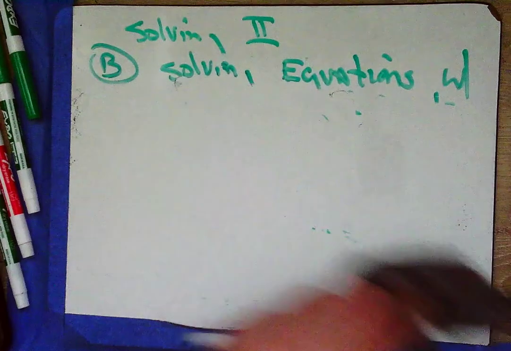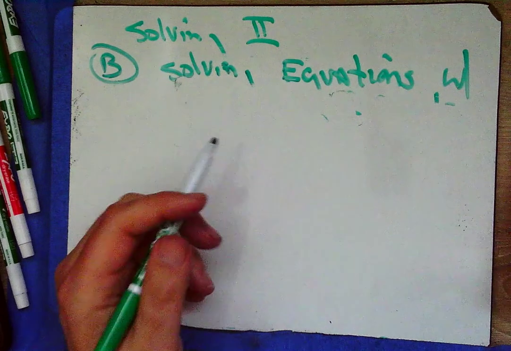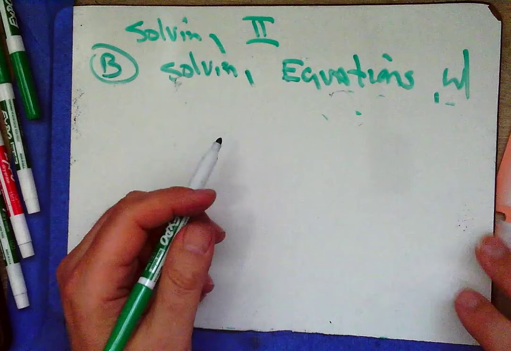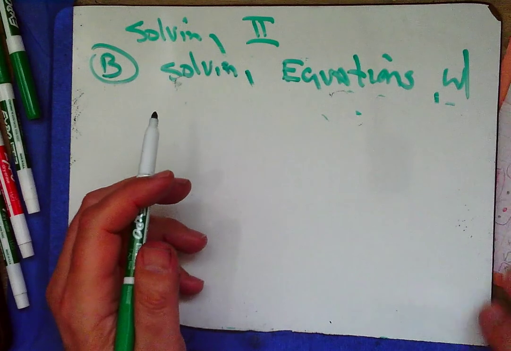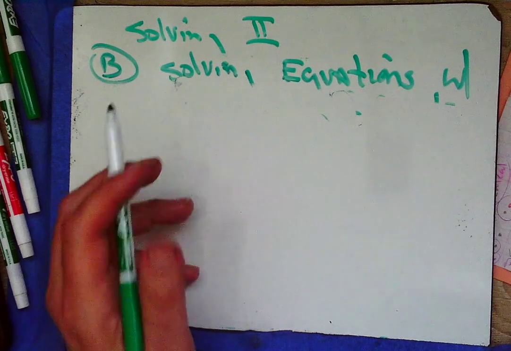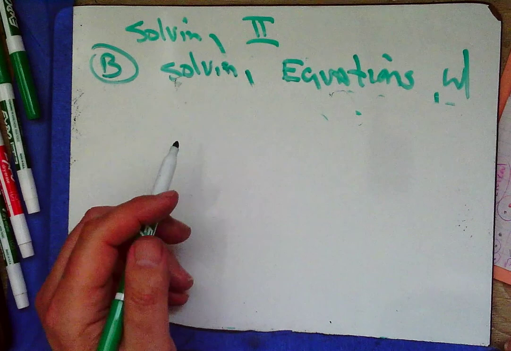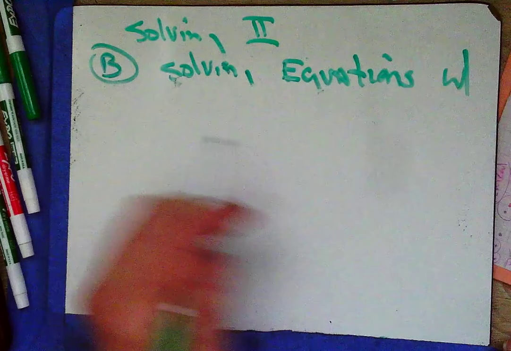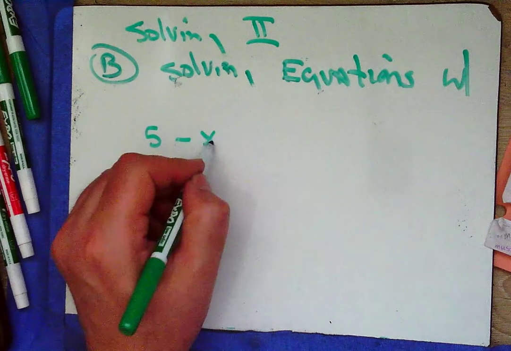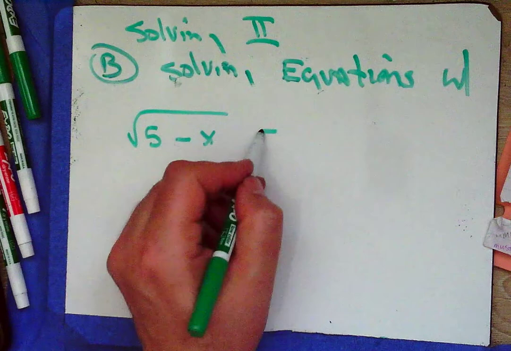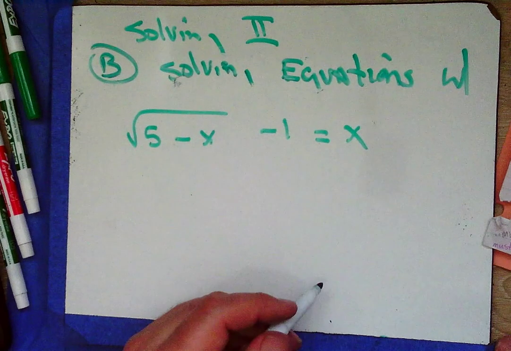I'm never gonna know when I have an extraneous solution. I just know that when I square both sides of an equation, I might be introducing an extraneous solution into my work. All right, so how about this one? 5 minus x under the radical minus 1 equals x. Please try that one.